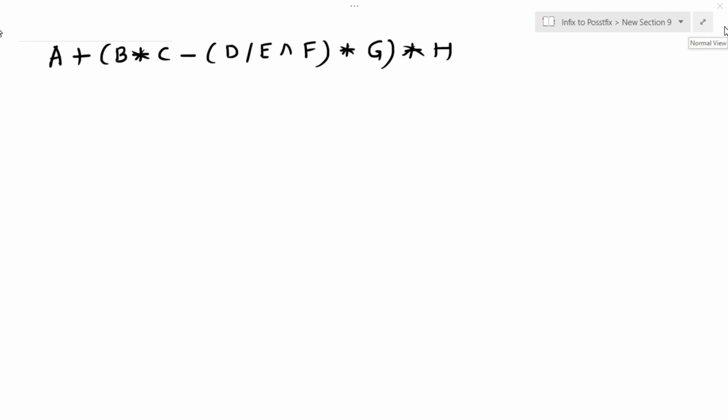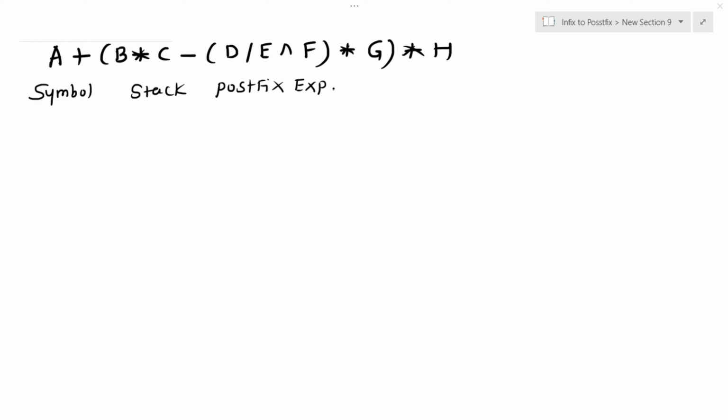Hey everyone, let's convert the above infix expression into the postfix. So here we have our infix expression. We are going to convert it into the postfix. Now let's make three columns. The first one is a symbol, the second one is a stack, and the third one is a postfix expression.